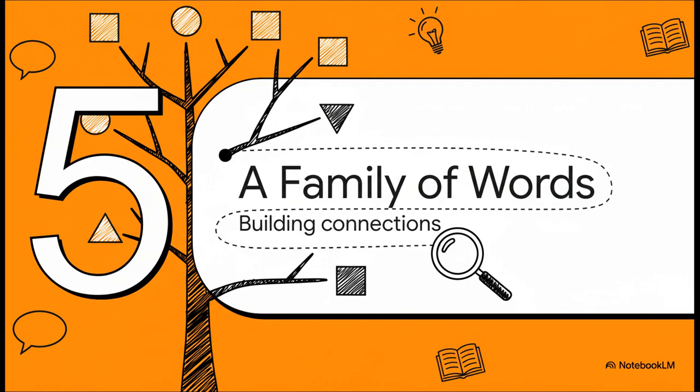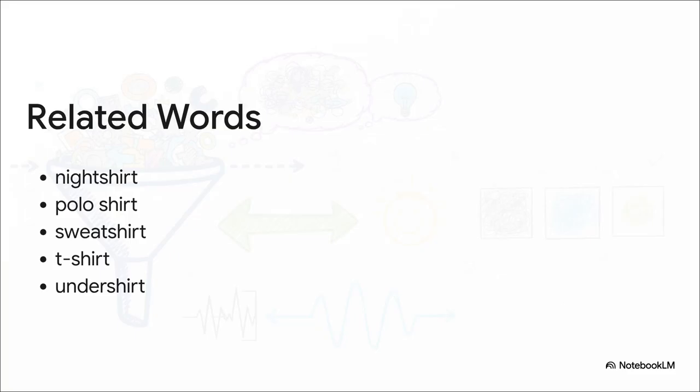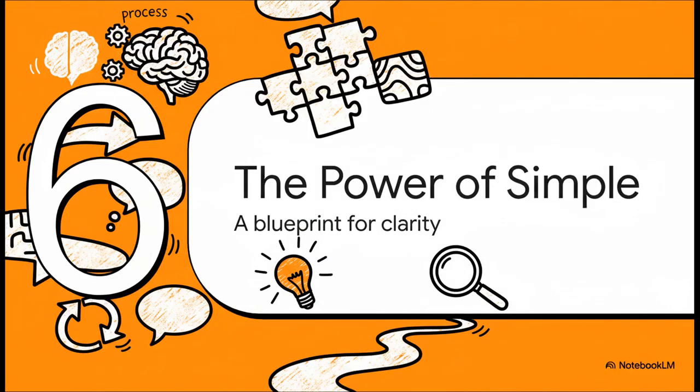So the final piece of our blueprint is to look at these connections and see how this one simple idea links up with a bunch of others. And here you can see how shirt becomes this awesome little building block. You combine it with night and boom, you get a nightshirt, or with the letter T because of its shape, and you've got a t-shirt. Every one of these related words takes that core concept of shirt and just adds a new specific layer of meaning.